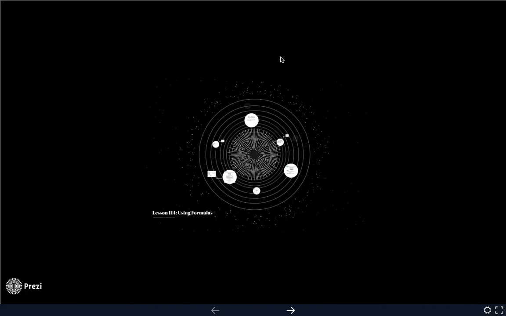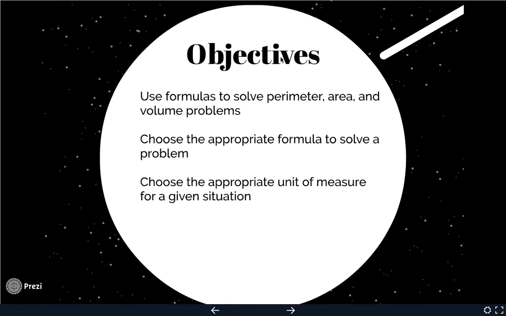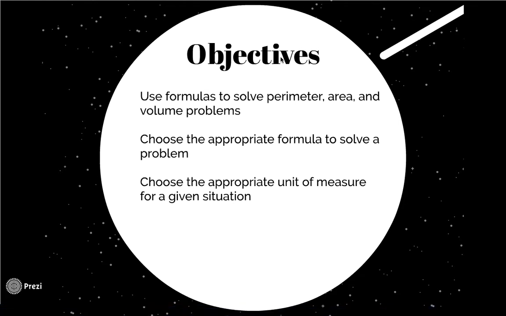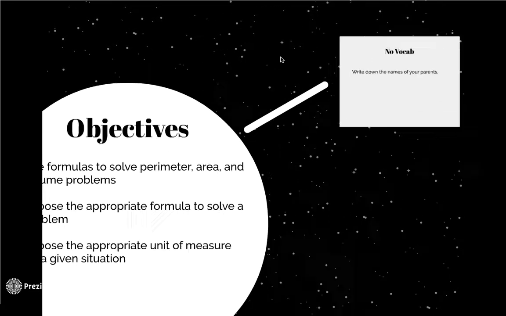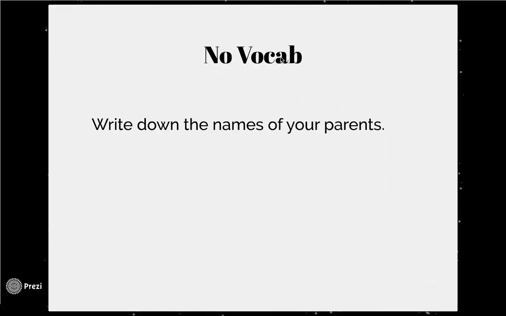We're on lesson 114, using formulas. So here's our objective today: to use formulas to solve perimeter, area, and volume. We're also going to use the appropriate formula to solve a problem, and we're also going to choose the appropriate unit of measure for a given situation. There's no vocab today, but go ahead and write down the name of your parents.